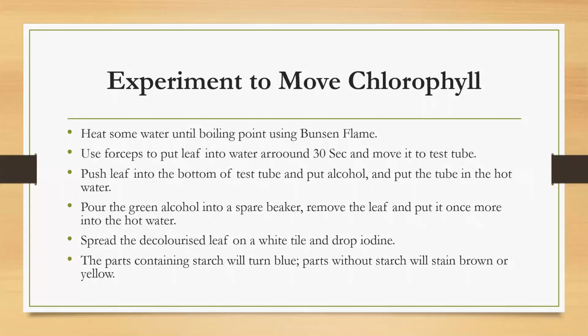A test tube is something like a small glass. We push the leaf into the bottom of the test tube, put alcohol into the test tube, and put the test tube in the hot water. After that, pour the green alcohol into the spare beaker.